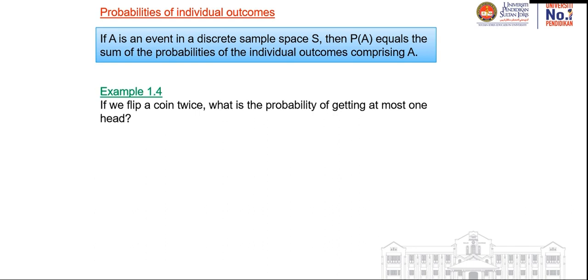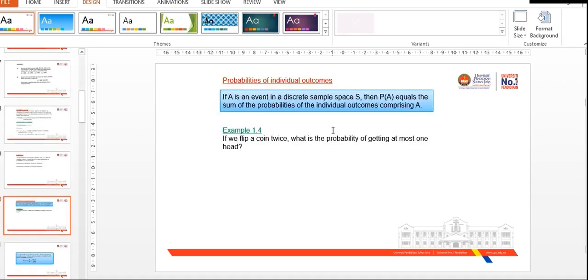Example 1.4: if we flip a coin twice, what is the probability of getting at most one head? In order to answer this, first of all, you need to sketch the tree diagram. Maybe I can just show you how to get it, so that you get some idea of how to answer this type of question. Let me show you.